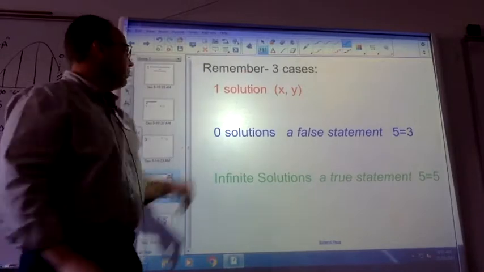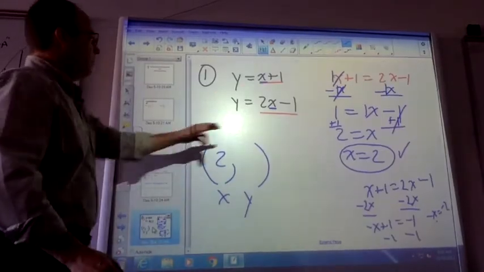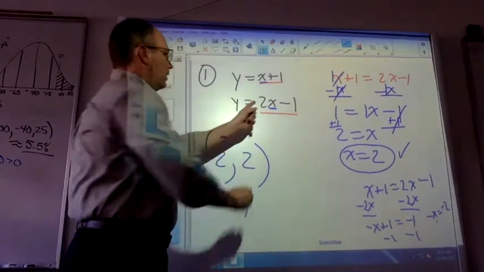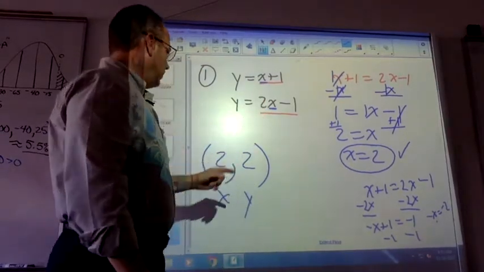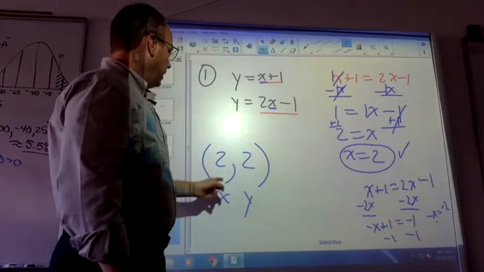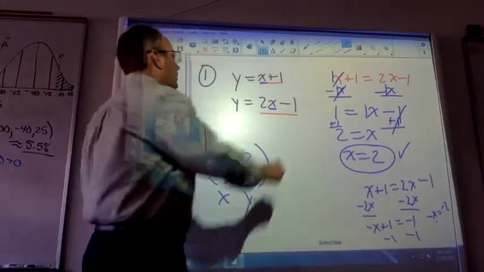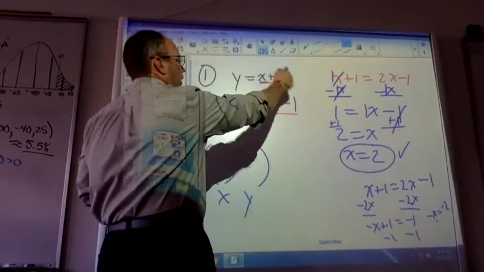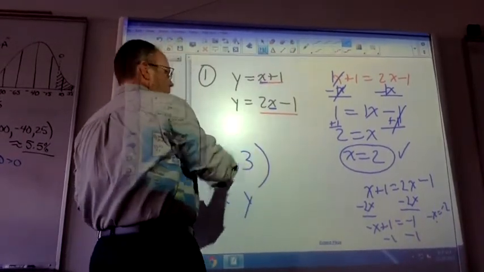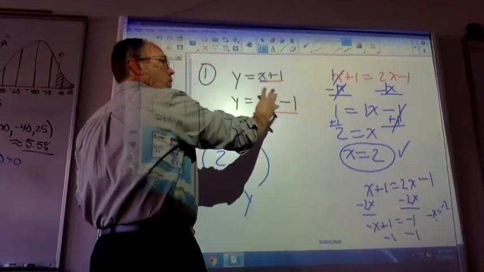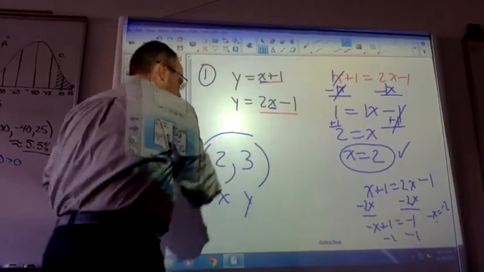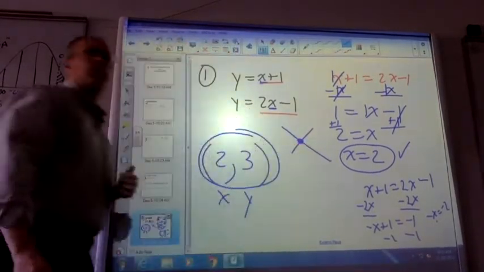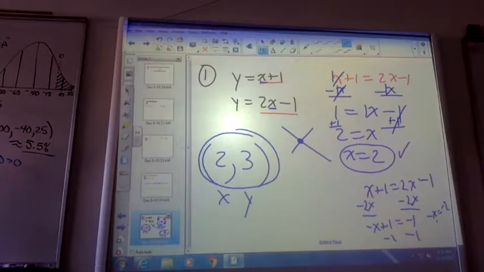So if I plug it in here, I get 1 plus 1, which is 2. If I plugged it in here, I'd get, oh, shoot. If I plug a 2 in, I just goofed up. 2 plus 1 is 3. If I plug 2 in here, 2 times 2 is 4. 4 minus 1 is 3. So this is where the two lines would have crossed each other. That's the point on both lines.